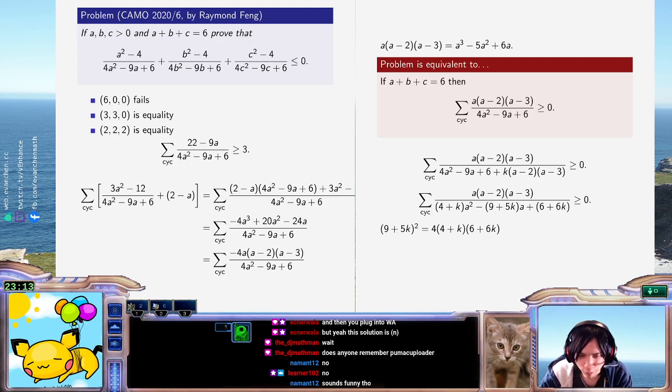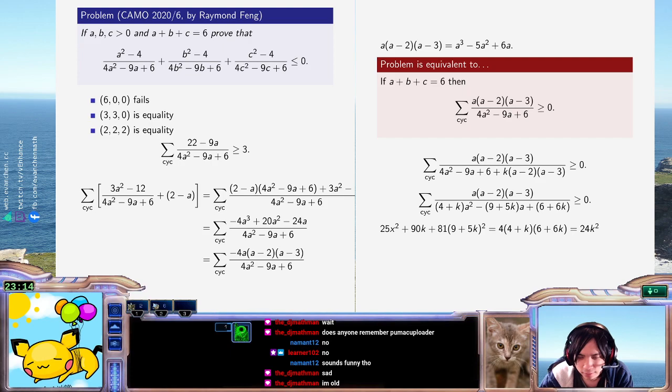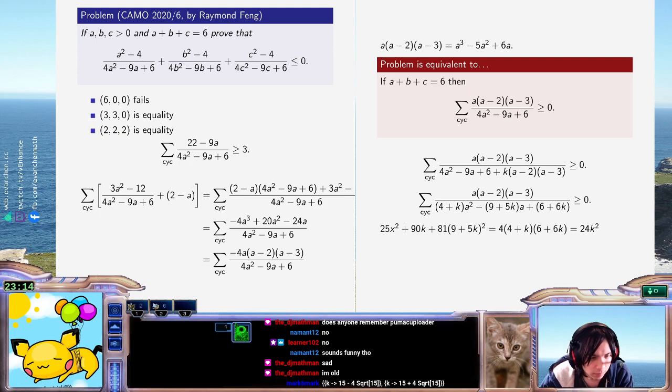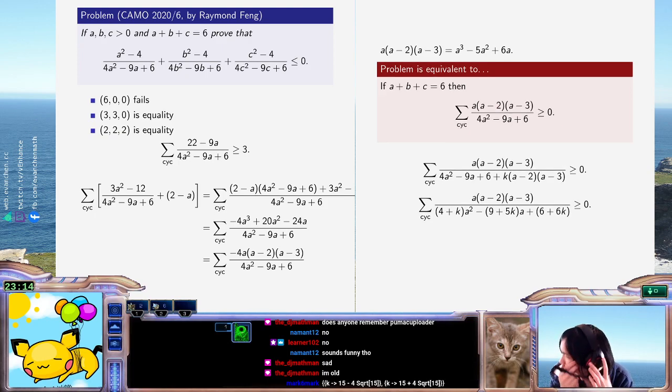Am I the only one still trying the problem? 24k squared plus 6. Oh god, it's not rational. Alright, never mind. Damn it. Okay, that's probably not worth trying then. Is there any value of k for which something good happens? I guess that's what I'm curious about.